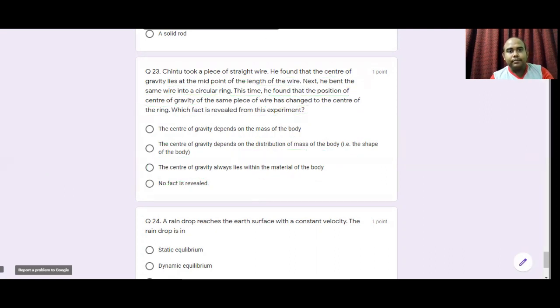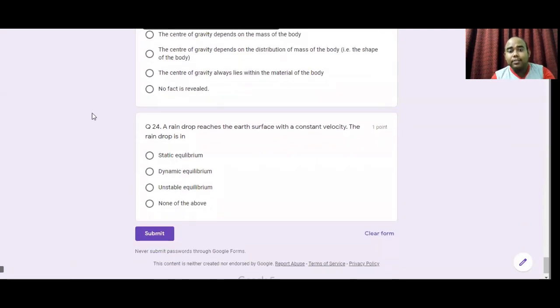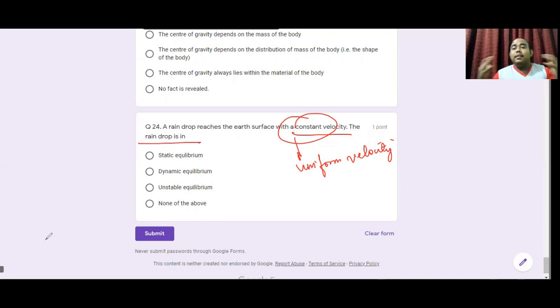Next question. A raindrop, and this is the last question. A raindrop reaches the surface of the earth with a constant velocity. Constant velocity का मतलब है uniform velocity, या फिर तुम बोल सकते हो a fixed velocity. उसका speed change नहीं हो रहा है, direction भी change नहीं हो रहा है, constant velocity से गिर रहा है. We know that when a number of forces are acting on a body, and if the body is moving with a uniform velocity, we call that the body is in the state of dynamic equilibrium.